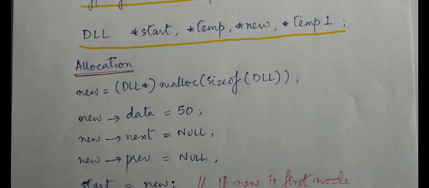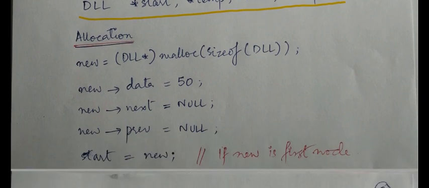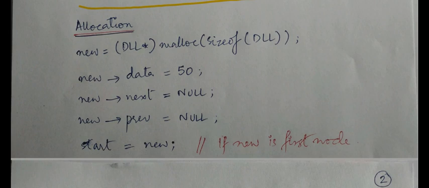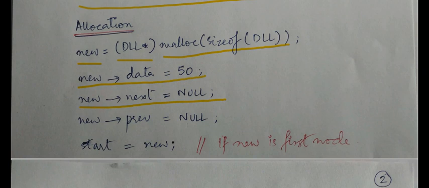Allocation is similar to how we have done for singly linked list. New node is a pointer. It holds the address of type, this is typecasting. DLL star means pointer of the type of structure named DLL. Malloc size of DLL, whatever the size. We put the new data, let's say 50. We put the next pointer as null, and we also put the previous pointer as null.